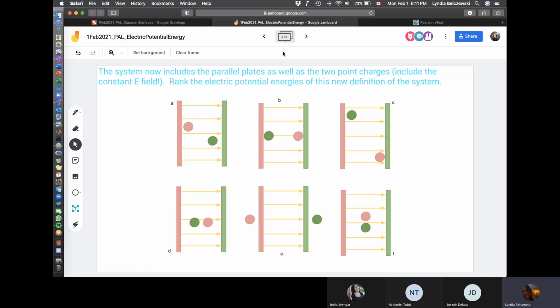And just one thing is that we'll treat these parallel plates as infinitely big. That's a nice approximation we'll make. You don't have to worry about any weird things happening with the electric field around the edges of the plates or anything like that. So I'll give you a couple minutes and another ready to continue message. And rank these potential energies again, we'll say from smallest to biggest.